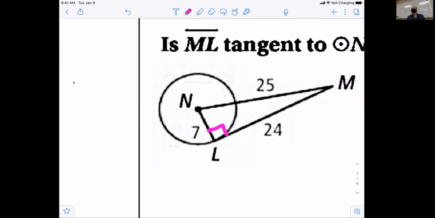Does anyone remember how I can prove if that's a 90-degree angle? How can I prove this is a right triangle? What would have to be true if it was a right triangle? What theorem have we used? That's just to make sure it is a triangle.